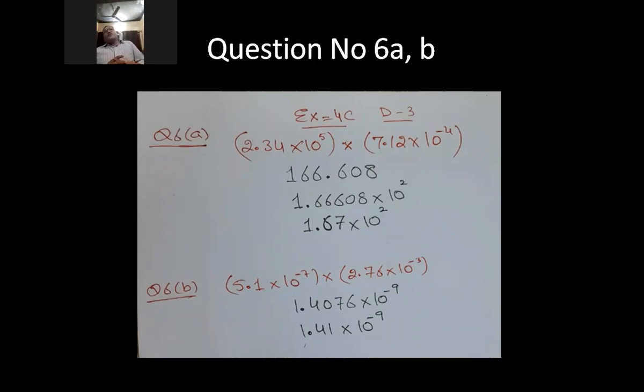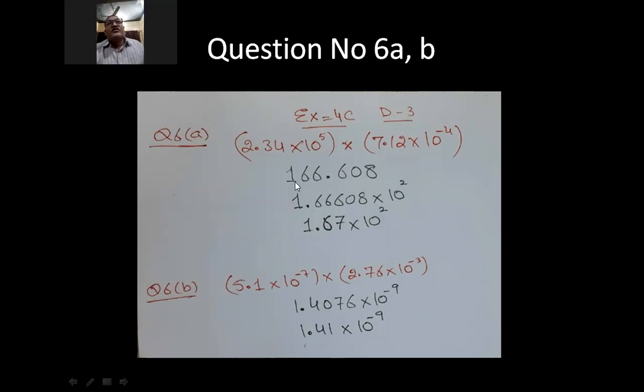So for example, if I say 2.34 expo 5, in your calculator you don't have to write 2.34 multiply expo 5. No, in your calculator, you will write 2.34 expo 5 multiply 7.12 expo minus 4 equals to, and the calculator will give you the answer 166.608. But we have to write the answer in the standard form. This is not the standard form. In the standard form, this number must be more than 1 and less than 10.